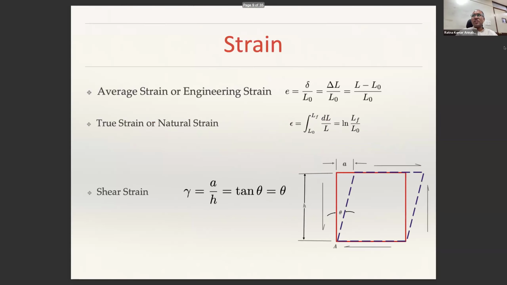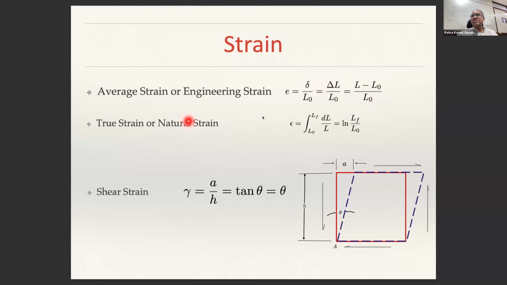Now we will start defining another important quantity called strain. As we have learnt in our undergrad classes, average strain or engineering strain is given by change in length, that is delta, divided by original length L naught. So delta is the change in length, delta L, that is the displacement, where delta L is final length minus initial length, divided by initial length. That is your engineering strain. So change in length over original length is your engineering strain.